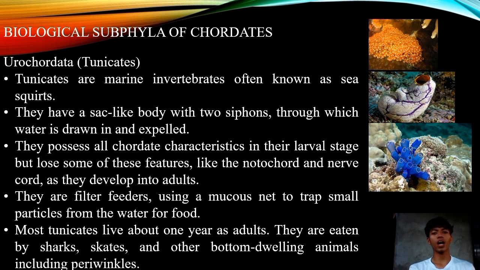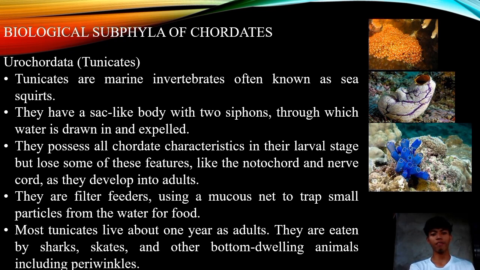Urochordata, commonly known as tunicates or sea squirts, are fascinating marine invertebrates with unique characteristics. They have a sac-like body with siphons. Tunicates have a sac-like body structure with 2 siphons, through which they draw in and expel water. These siphons are essential for respiration and feeding. So, next we have characteristics in larval stage.